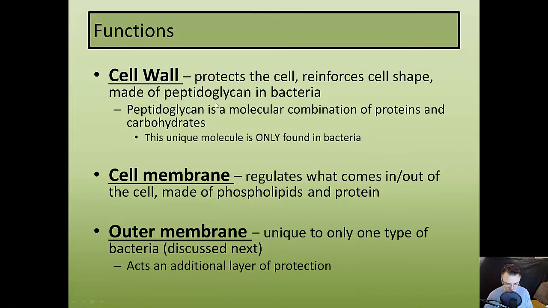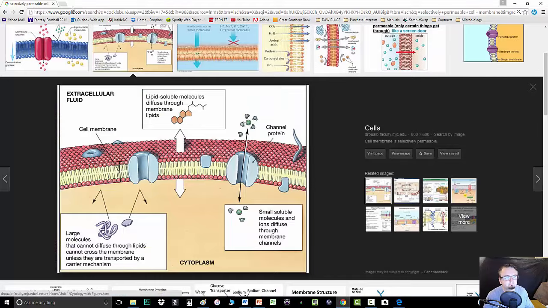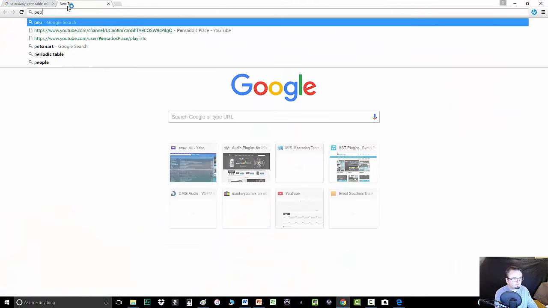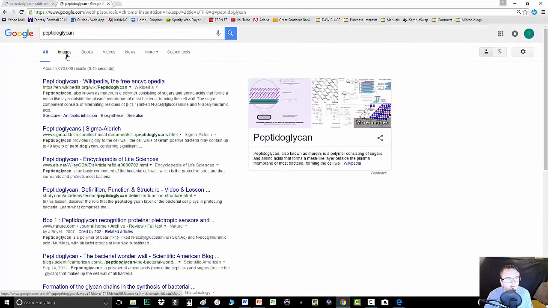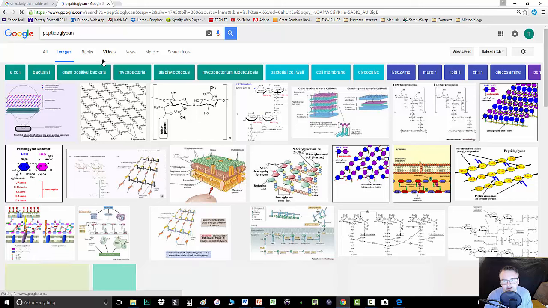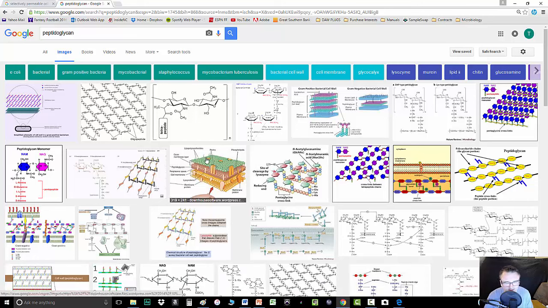And again, this occurs just above, or at the very base of the envelope, just before you get to the internal contents. Just above that, we have the cell wall. The cell wall is a more rigid structure made of a molecule called peptidoglycan. If we look at peptidoglycan, we see a molecule that to me looks a lot like chain link fence. Here's a good example of what it looks like, or any of these kind of give you the idea.